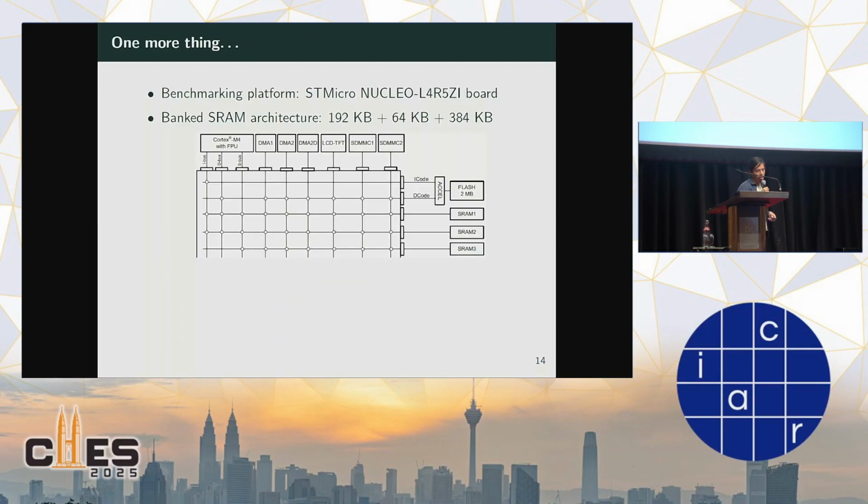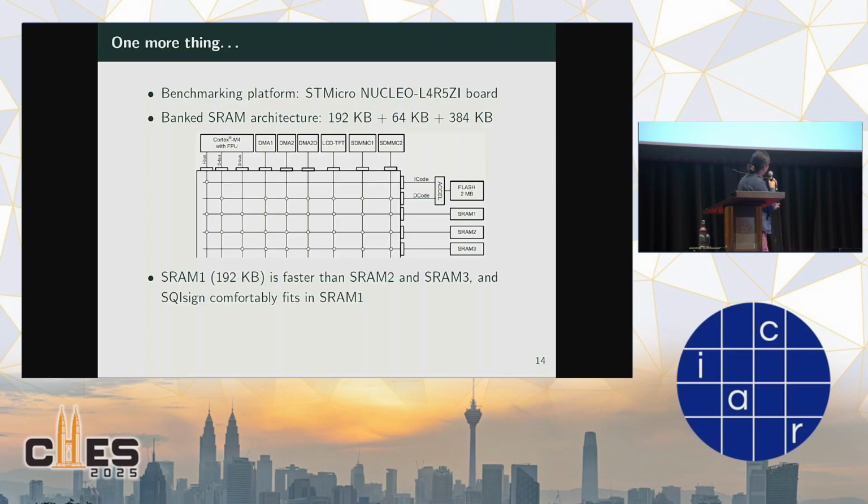Now, the board that we were using to benchmark this is the STM Micronucleo, which is the same board that is used by the PQM4 project to do the benchmarks. And this particular board has 3 banks of RAM memory, which are denoted as RAM 1, 2, and 3. And the size of these banks is 192, 64, and 384 kilobytes, respectively. And it just so happens to be the case that the first bank is faster than the other 2.